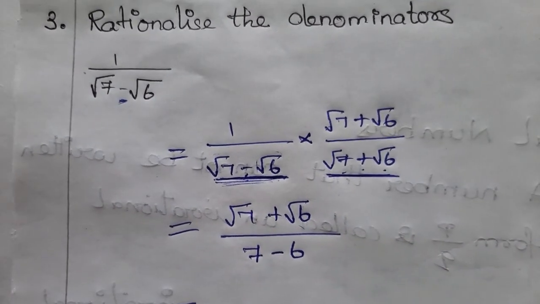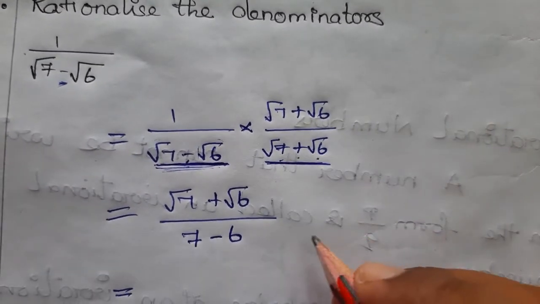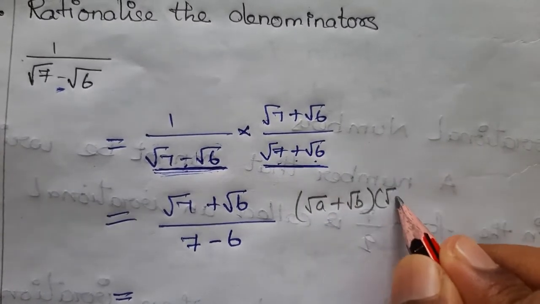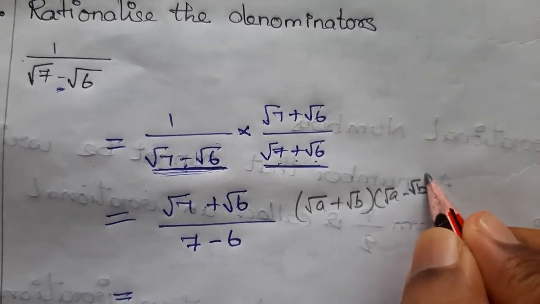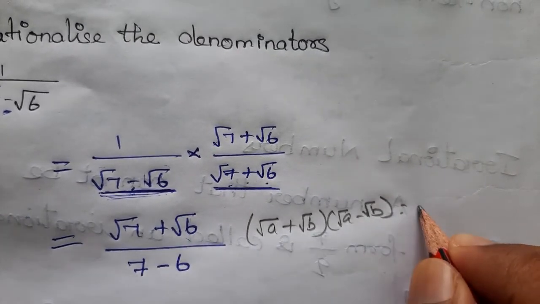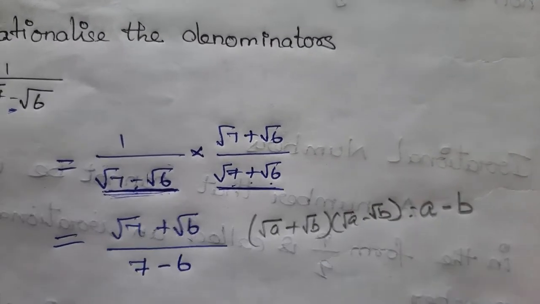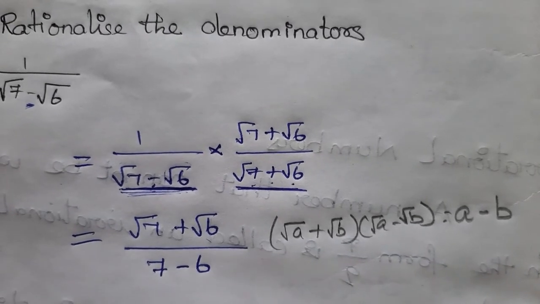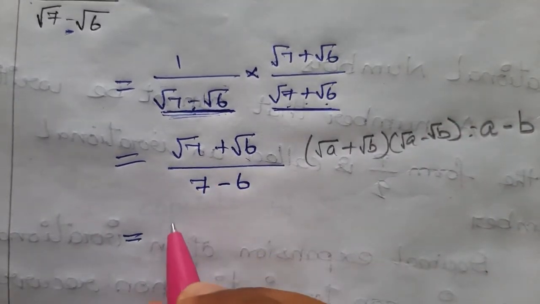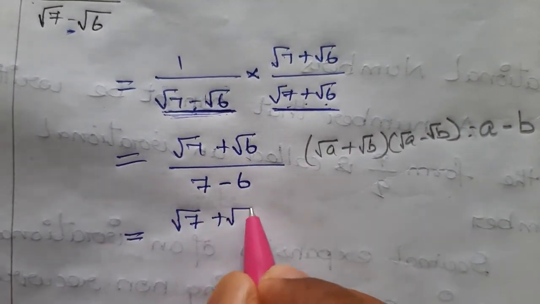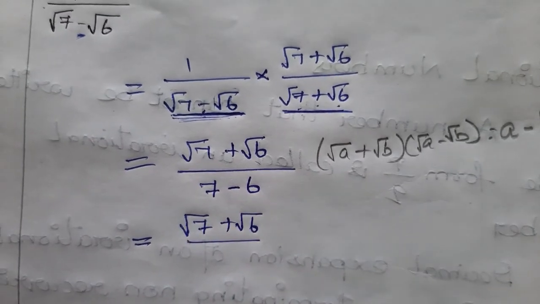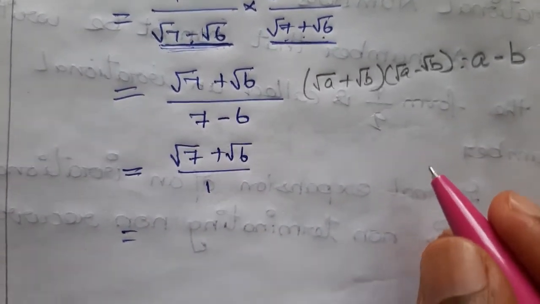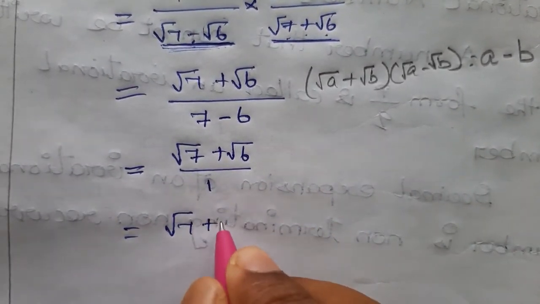So even you can write the identities here so that you can remember. Square root of a plus square root of b into square root of a minus square root of b is equal to a minus b, right? Clear? Directly you can apply this, and 7 minus 6. So what happened in the next step? Square root of 7 plus square root of 6 divided by 7 minus 6, which is 1. So the answer is square root of 7 plus square root of 6.